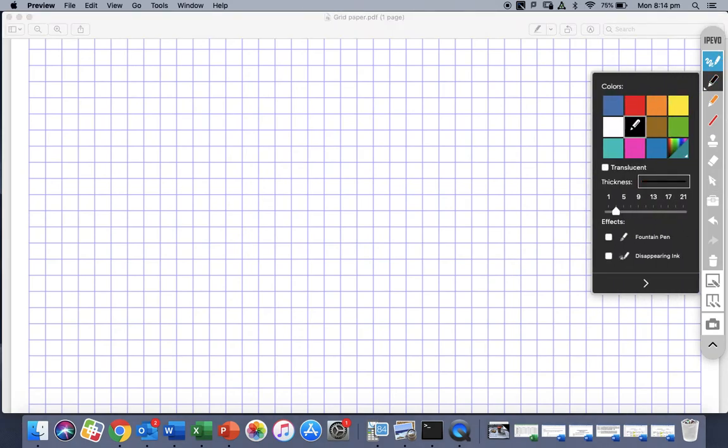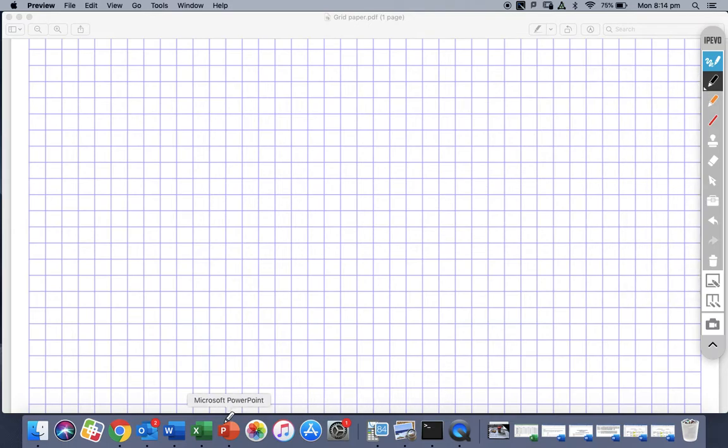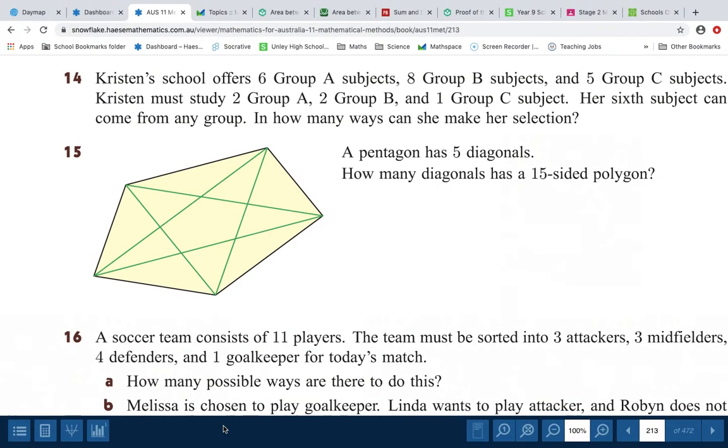All right, I want black. Everyone's favorite. Black. Okay, all right, so pentagon, 5 diagonals. How many diagonals has a 15-sided polygon? Wouldn't it be nice if we had a formula for that? Well, I think we do. What is it from memory? I think it's this. N minus 3 on 2, I think.